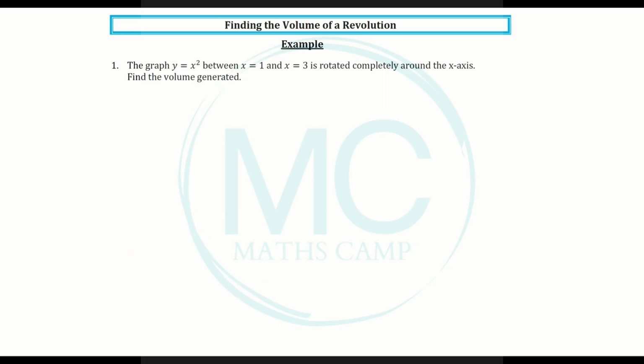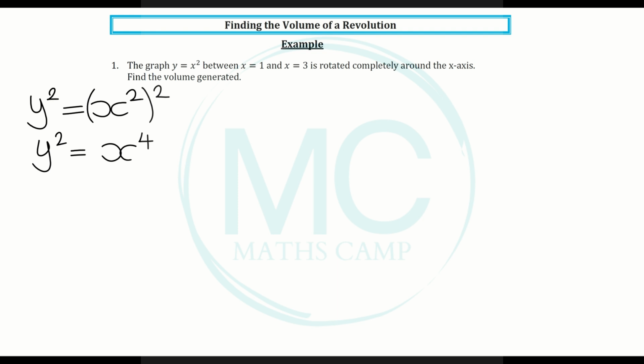The graph of y is equal to x squared between x equals 1 and x equals 3 is rotated completely around the x-axis. Find the volume generated. We need to find the equation with the subject y squared. At the moment, we have y is equal to x squared. To find y squared, we can simply square this side, which means we square this side as well. Now we have y squared is equal to x squared squared, which becomes x with an exponent of 4. This is the equation that we need to integrate.